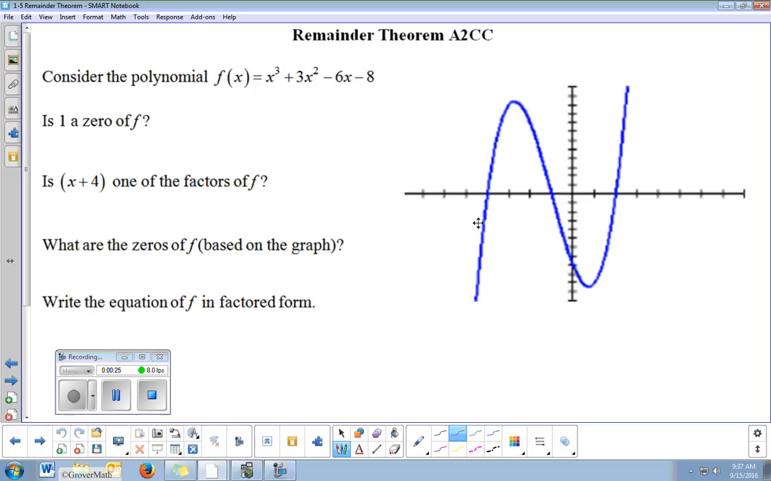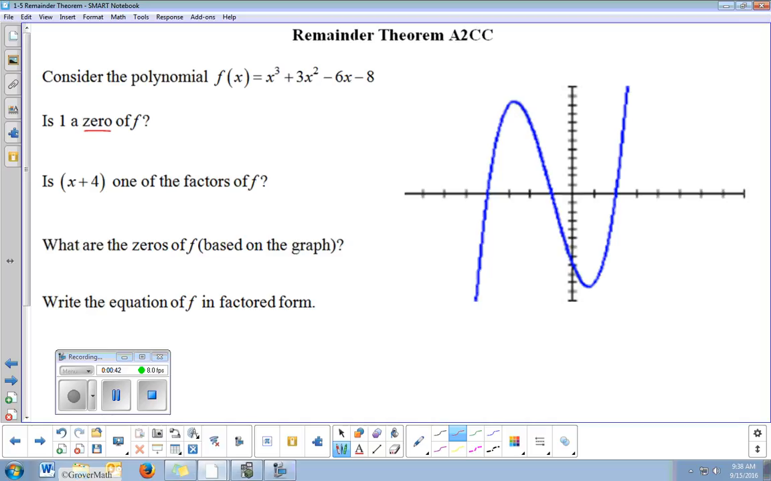I have a graph here, and this is the graph of the polynomial function f, x cubed plus 3x squared minus 6x minus 8. If you type this into your y equals calculator, you'll see this picture. So first, is 1 a 0 of f? That's the first question that we're asking here. Is 1 a 0 of f?